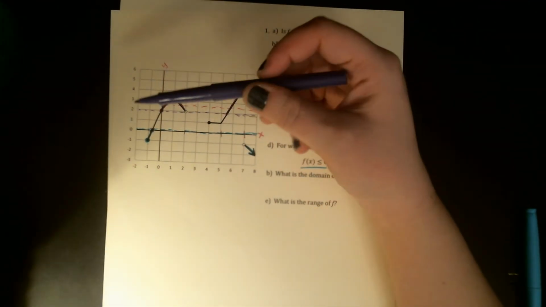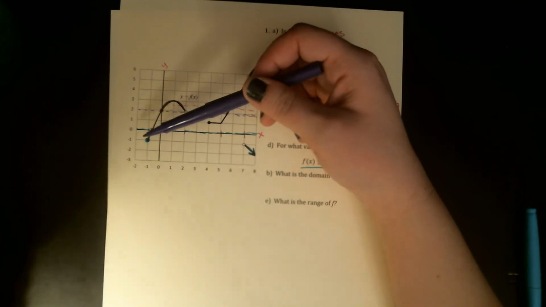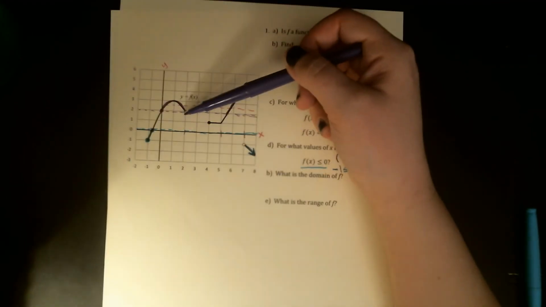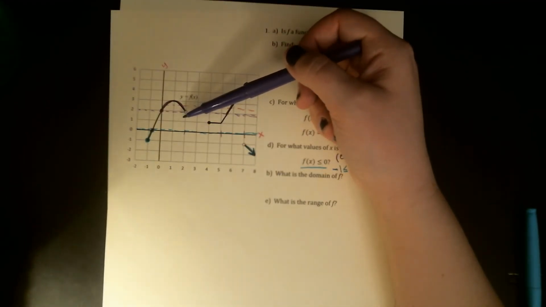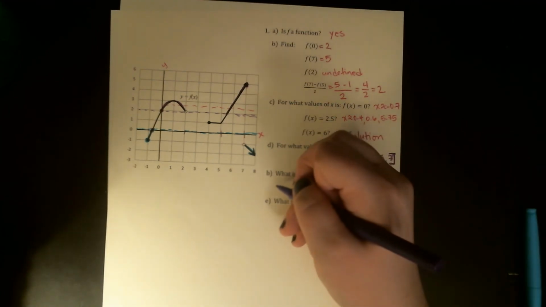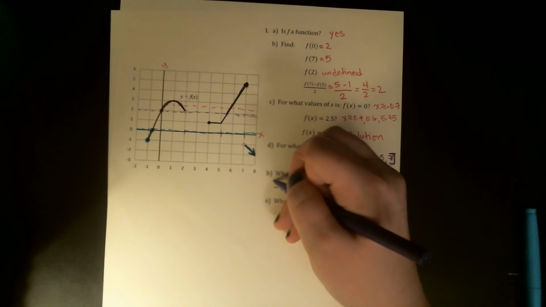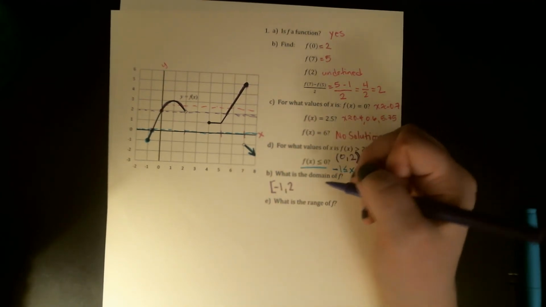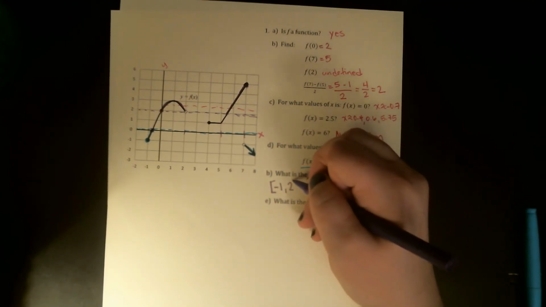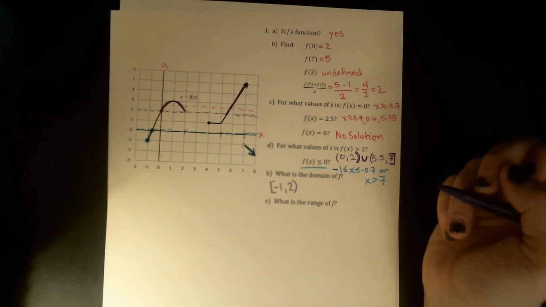Okay, so the first part of the domain is all x's from -1 to 2, and we don't want to include 2. So if we're doing interval notation, I would say starting at -1, stopping at 2. -1 is included, so it gets a square bracket. 2 is not included, so it gets a round bracket.